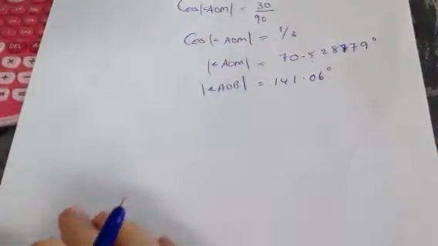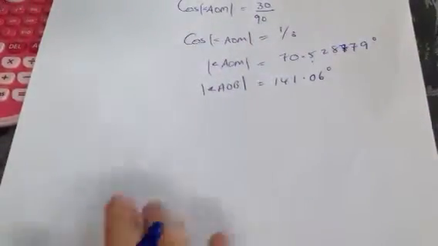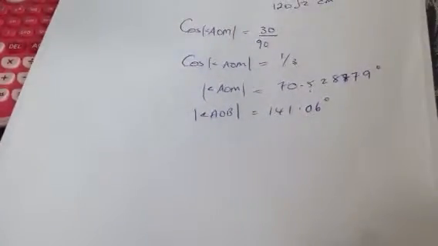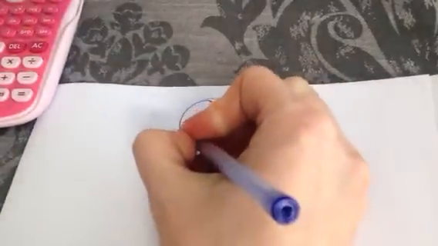The second way to do that, you could use the cosine rule and you'd end up with the exact same answer anyway. Hence, find the area of the shaded region correct to the nearest centimetre. So they've shaded in all this.